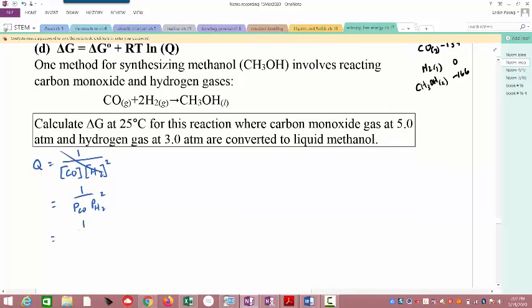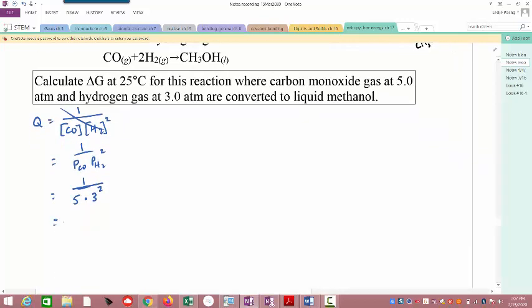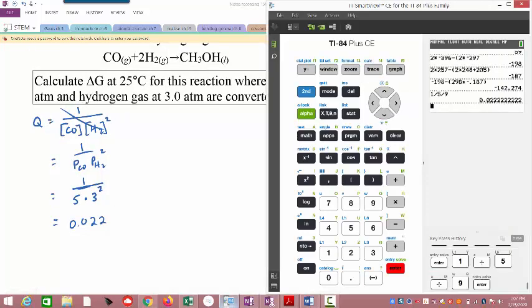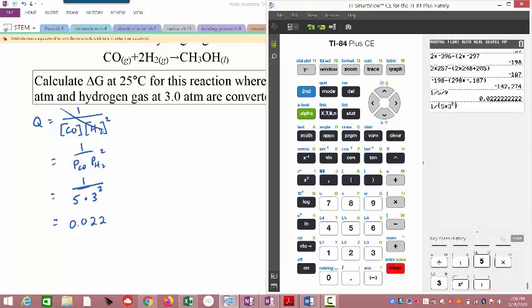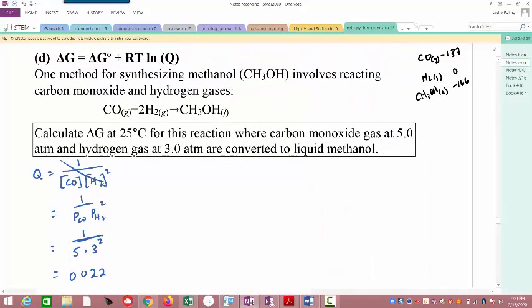So we have 1/5 times 3 squared. Work this out, we get 0.022. Yep, 1 divided by 5 divided by 9. Or you can put it in the calculator and actually put the parentheses on the bottom. And it's going to give you the same thing. Just remember, you're always dividing by if you're on the bottom. All right, so there's our Q.